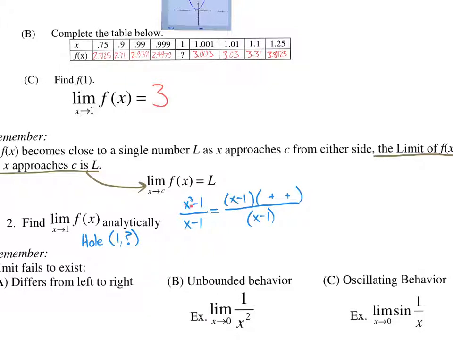Now, this is a difference of cubes. We're subtracting two perfect cubes. So the cube root is what goes here, and the cube root of -1 is why we have a -1 here. To get this first term, we square the first term here. So this is x squared.